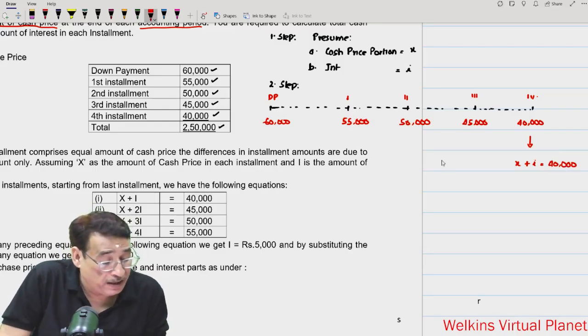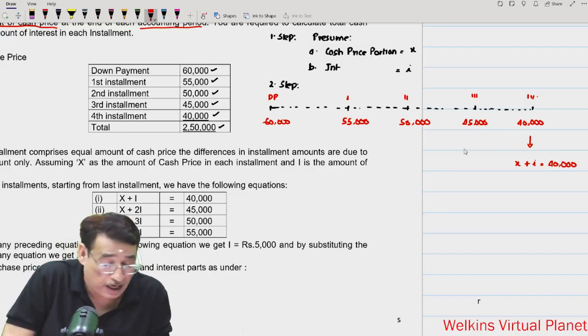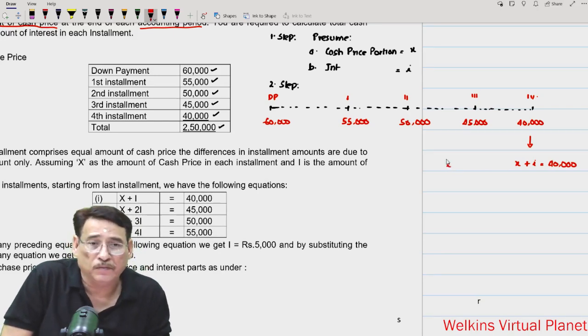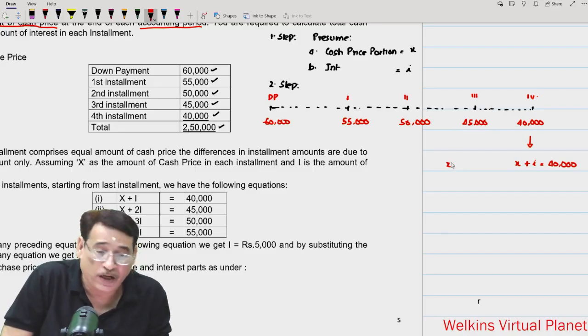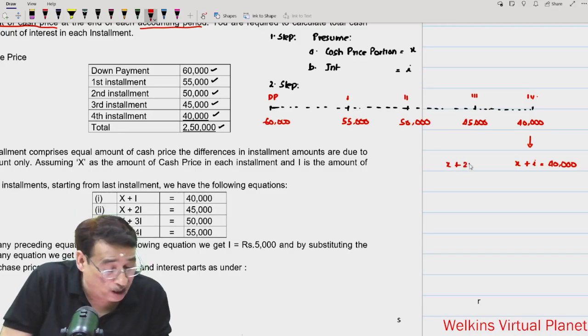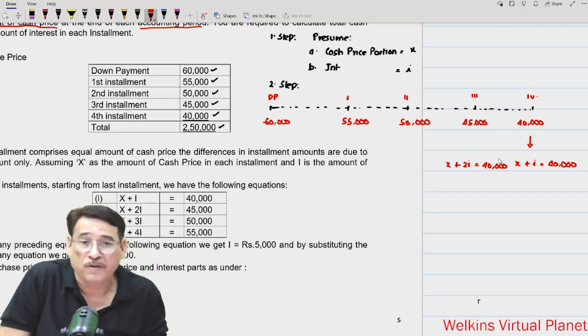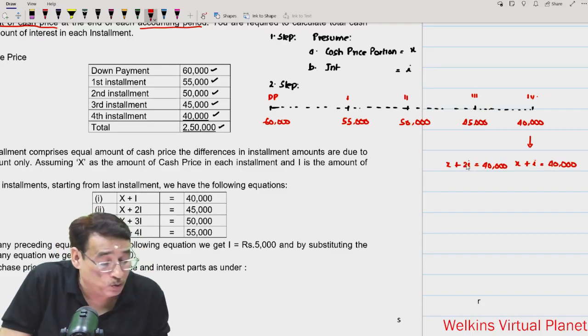Now, I will write the second installment, the installment preceding this one, in this manner: X. This installment precedes this installment. So first I presume cash price, because cash price is same, plus, this time I have written 2i, equal to 40,000. Is it clear to you? Why have I written 2i? Because this installment precedes this one.